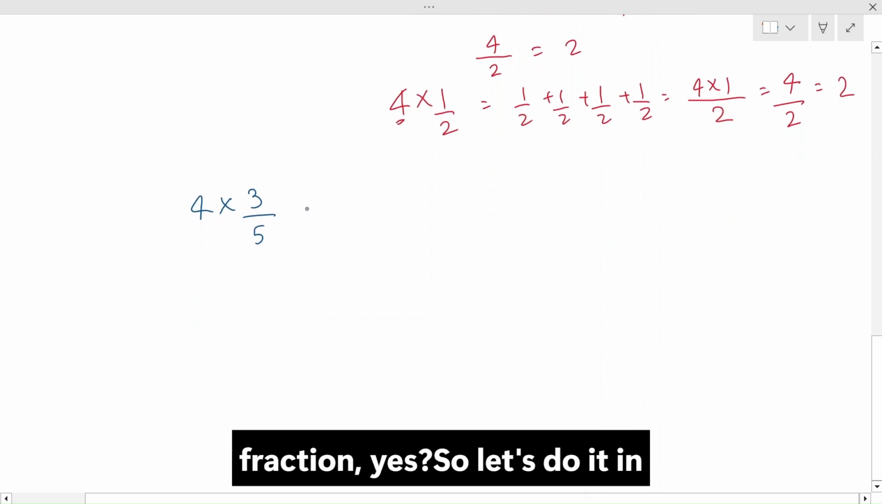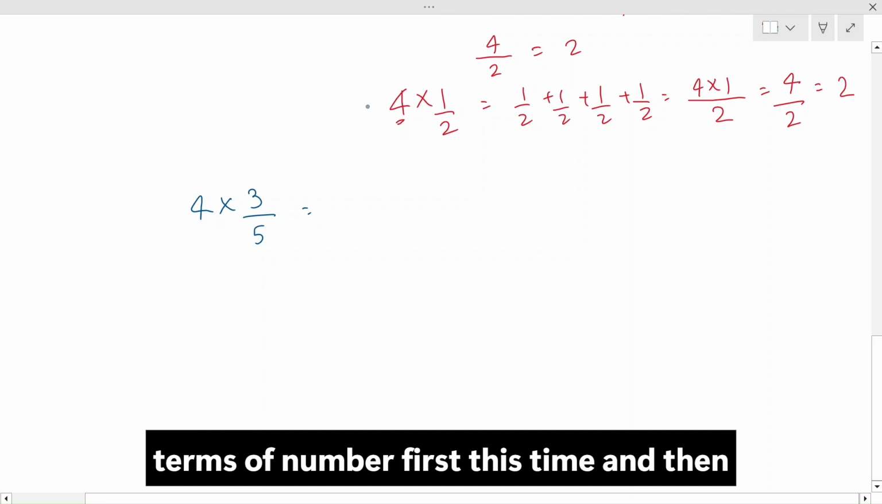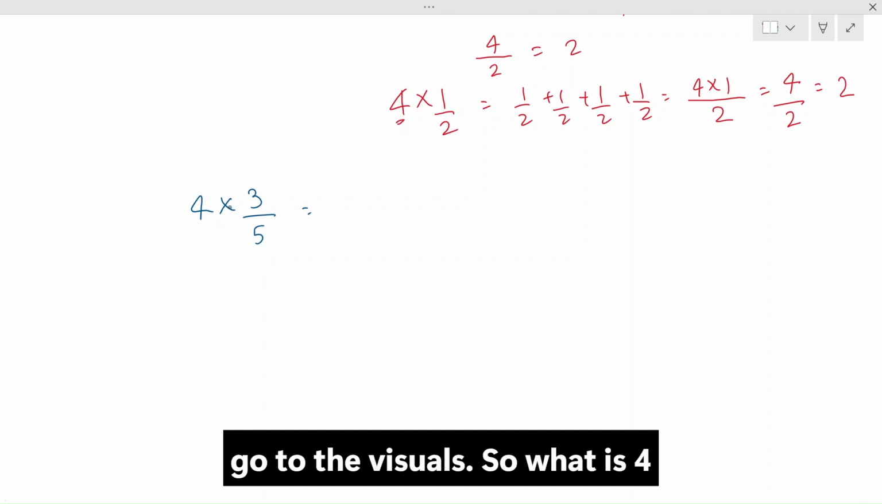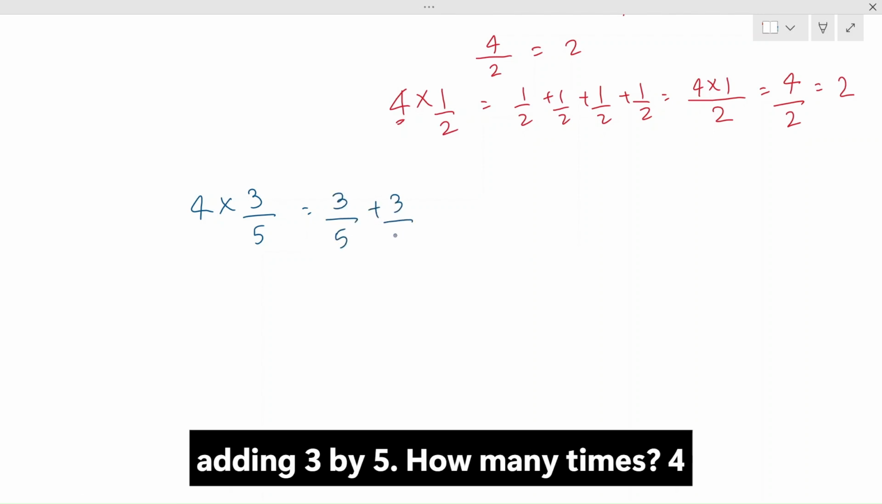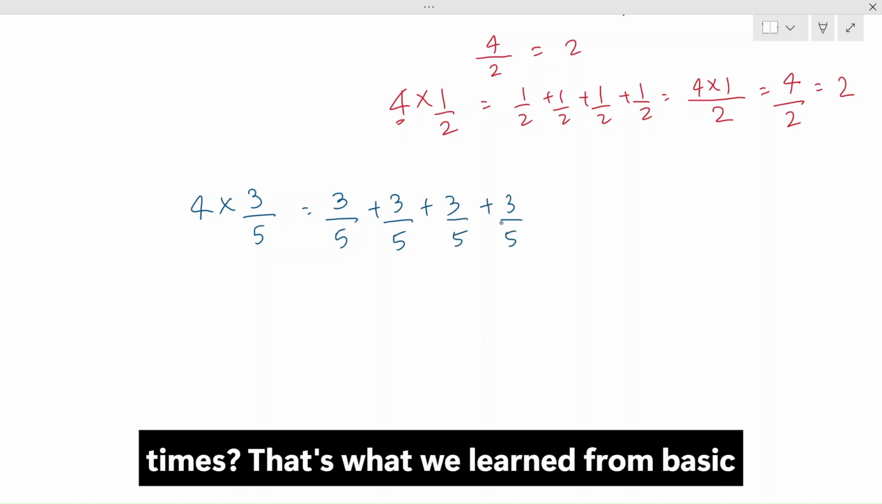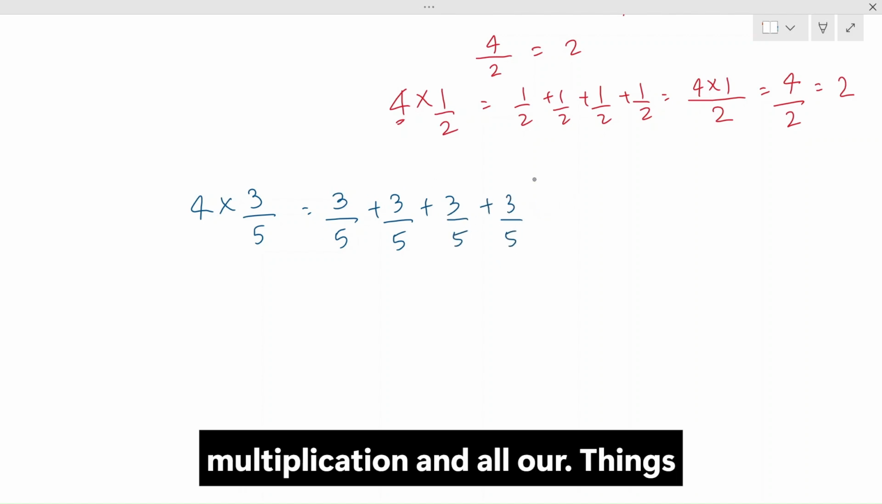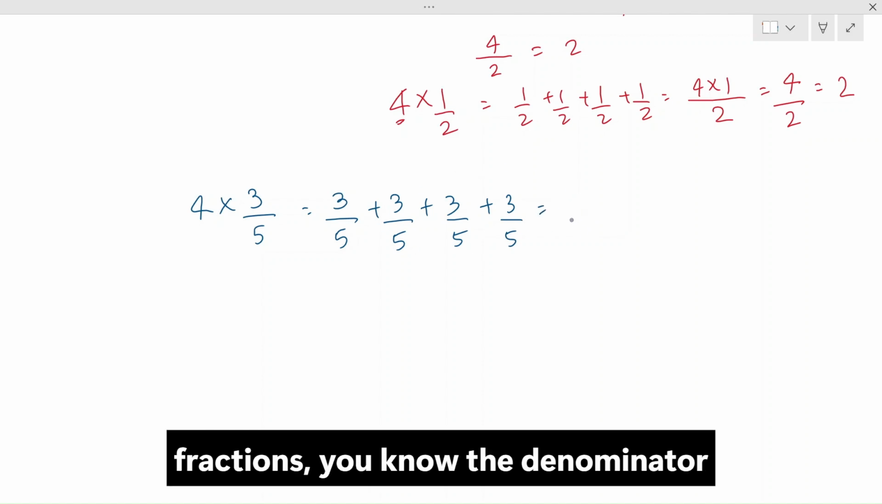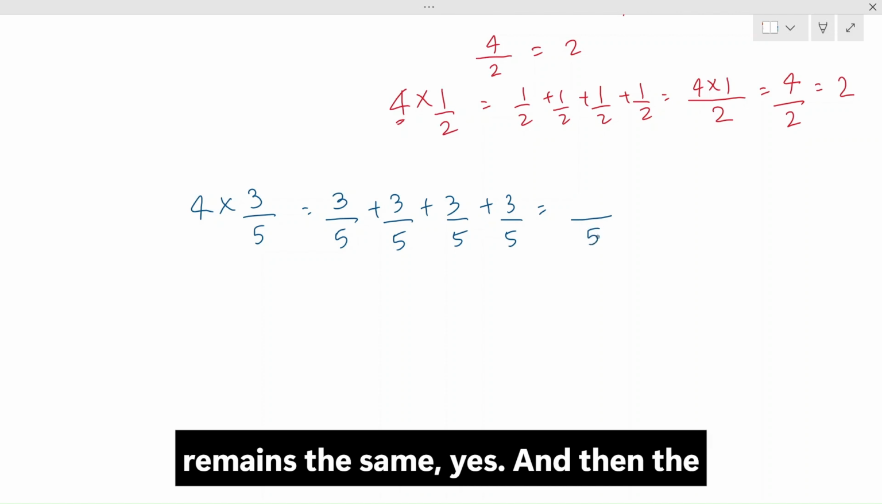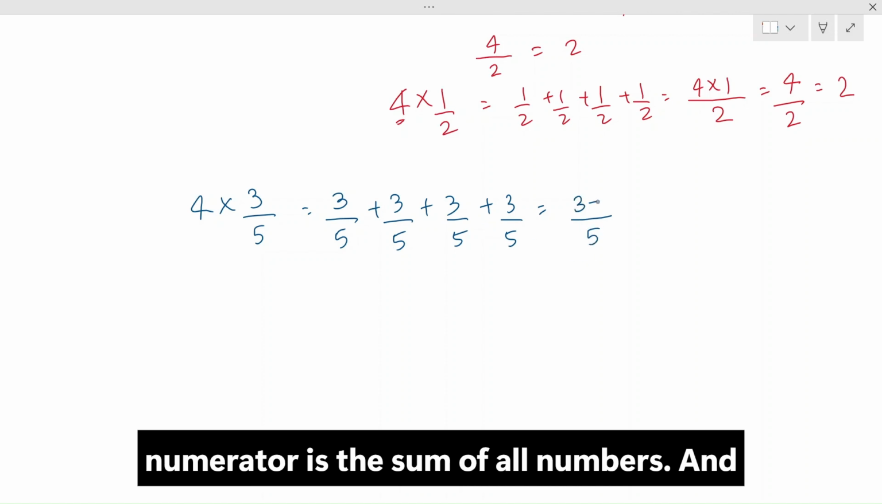Yes. So let's do it in terms of numbers first this time and then go to the visuals. So what does 4 times 3 by 5 mean? It means you're adding 3 by 5 how many times? 4 times. That's what we learned from basic multiplication. And all are like fractions. So as you know, when adding like fractions, the denominator remains the same, and then the numerator is the sum of all numerators.